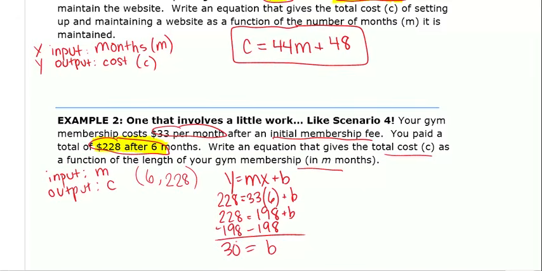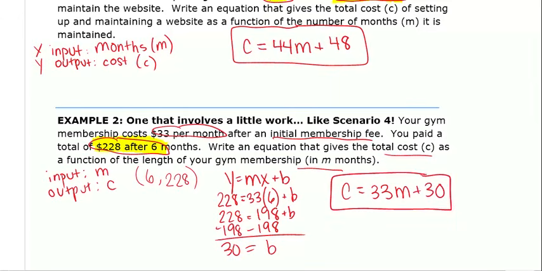So now I need to write my final equation. I know I said y equals mx plus b before, but I am going to actually plug in my correct variables now instead of x and y. So instead of saying y, I'm going to say C equals, the rate of change was 33, so it's 33 each month, so 33m. And then we figured out that that initial membership fee is that 30. So that is my equation.